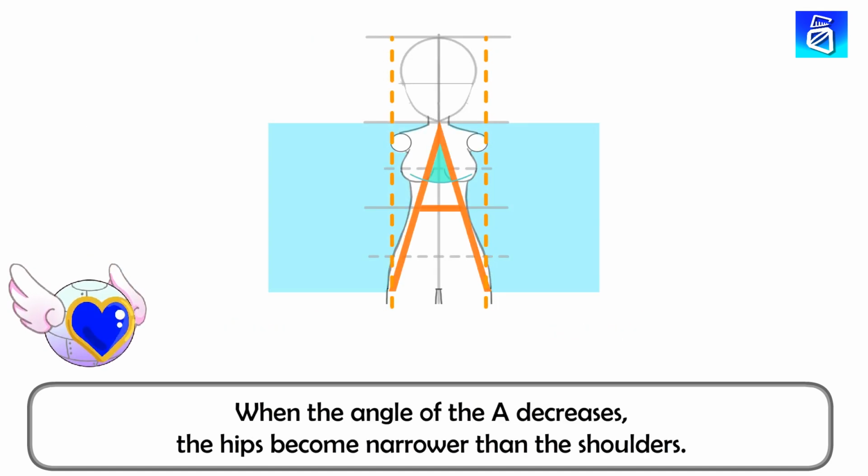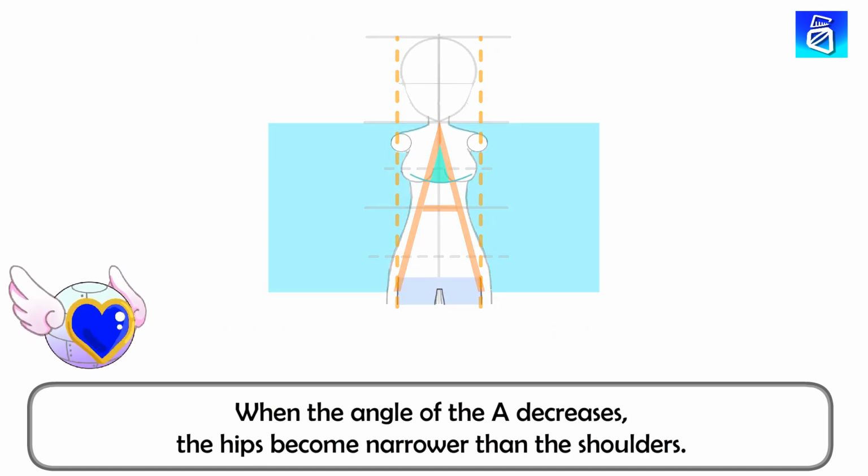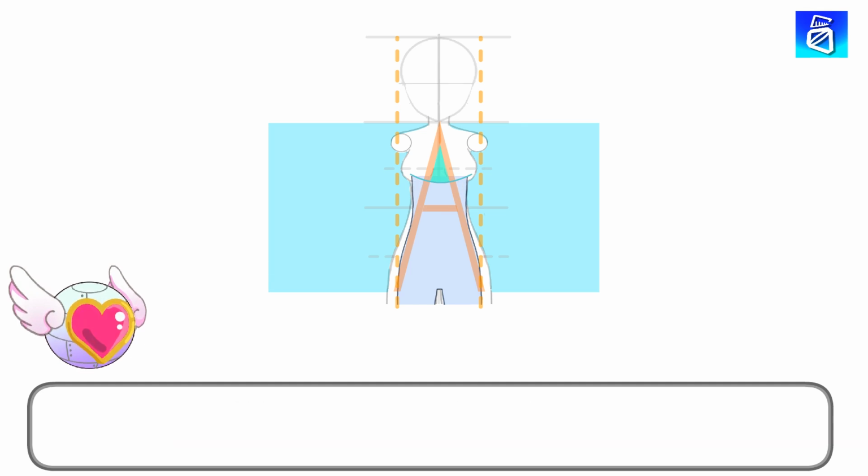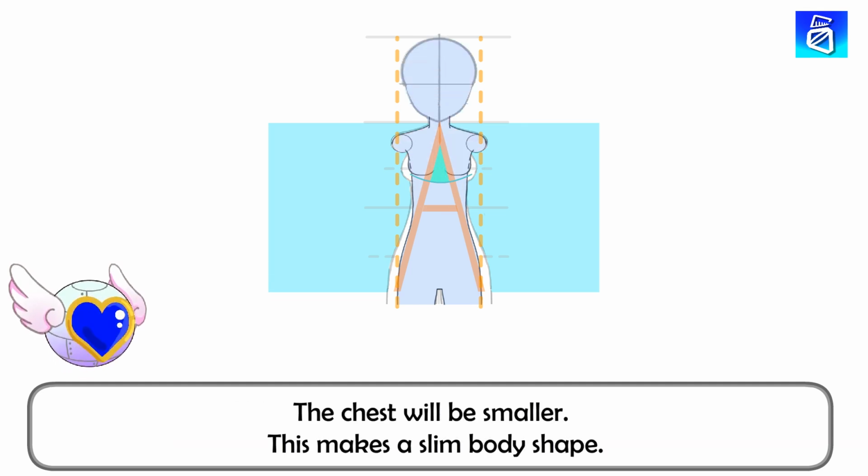When the angle of the A decreases, the hips become narrower than the shoulders. Also, the chest will usually be smaller. This makes a slim body shape.